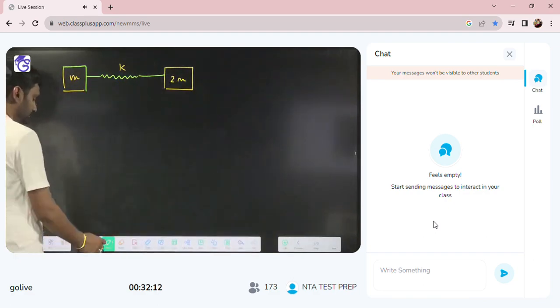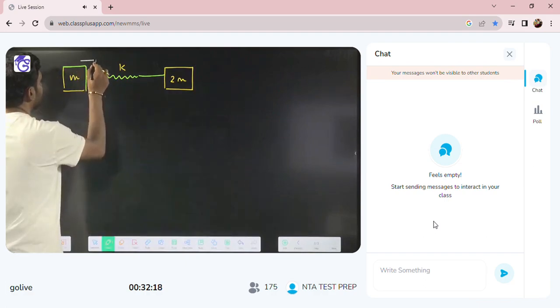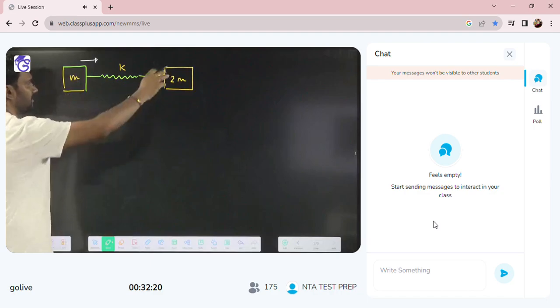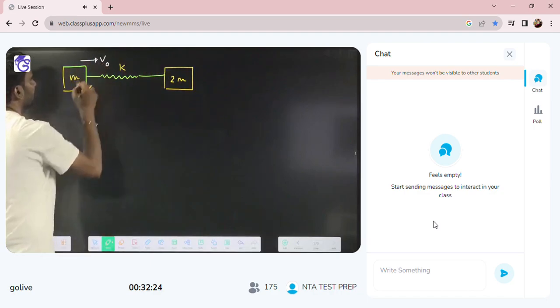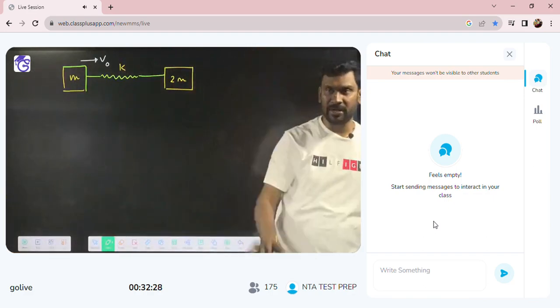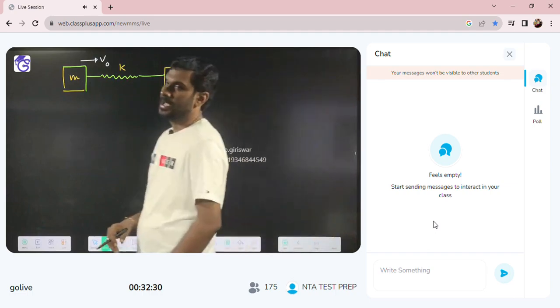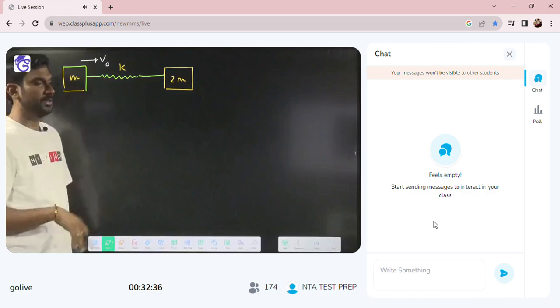So now, what is being done is that this mass M is given velocity in this direction, and this 2M is at rest. The initial velocity given is V0. Around this particular question, I will discuss so many things one by one. This is the only case we will discuss today. It will take some time, so please listen to me.